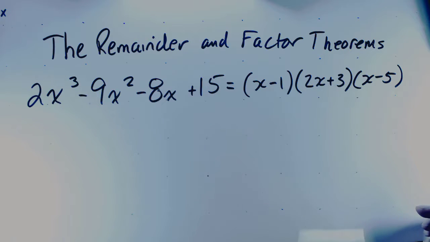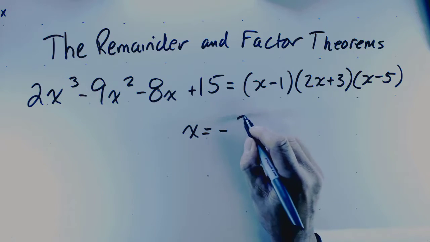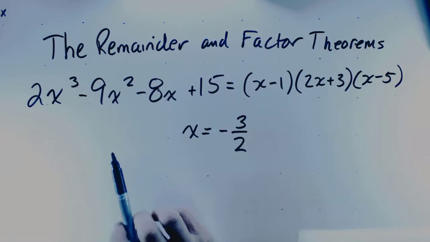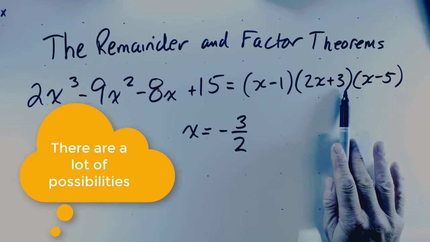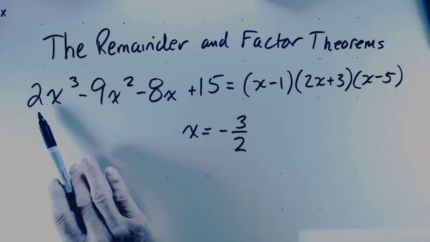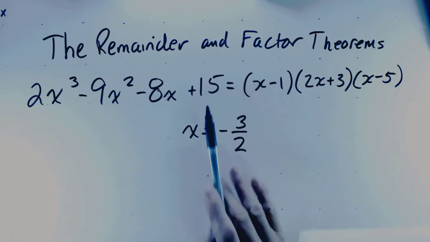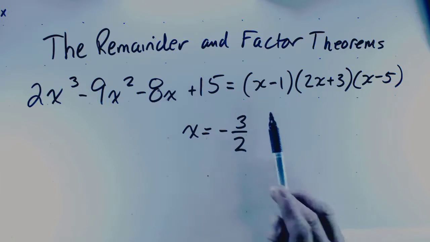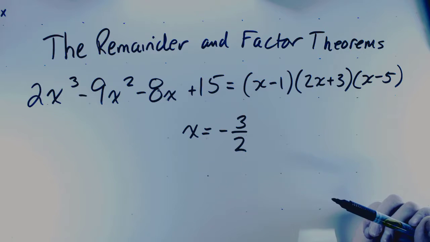So in this case, I can see that if I substitute x equals negative 3 halves into this set of equations, this binomial factor becomes 0. And so the same thing would happen if I substituted negative 3 halves into this expanded polynomial. This would also equal 0 because these are obviously exactly the same thing.